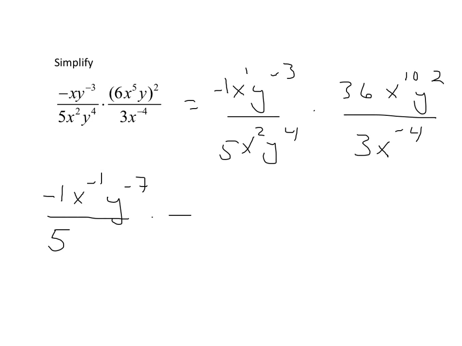For the second fraction, 36 divided by 3 is going to be 12. x to the 10th over x to the negative 4th, that's 10 minus negative 4, so that's x to the 14th. And there's no other y's, so that's y to the 2nd.